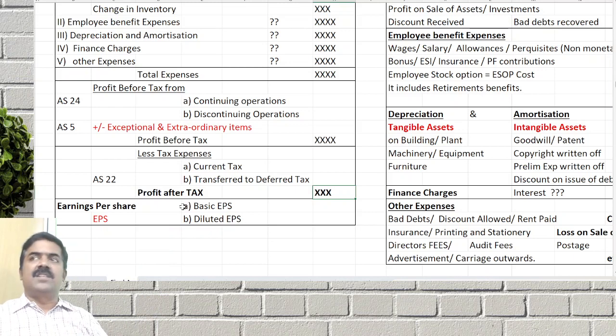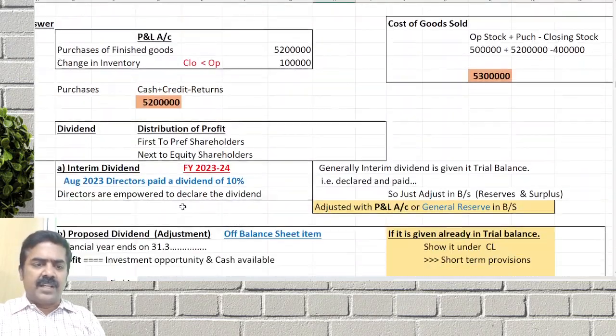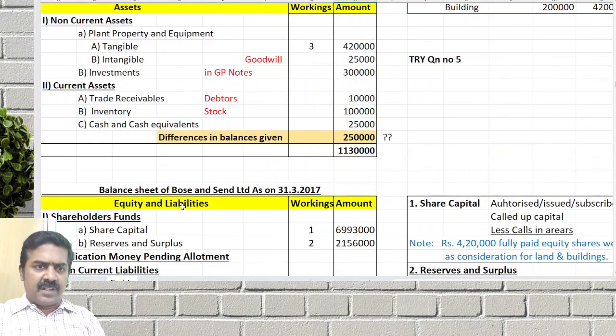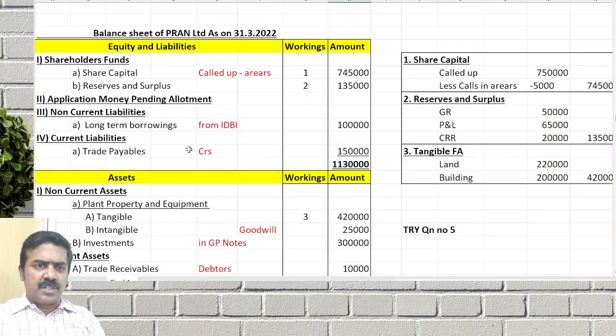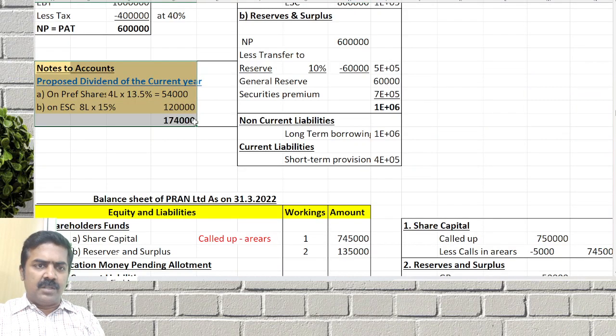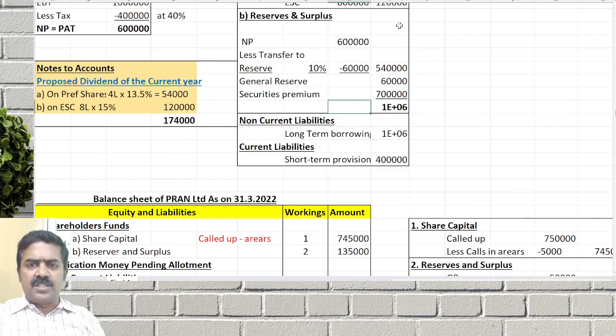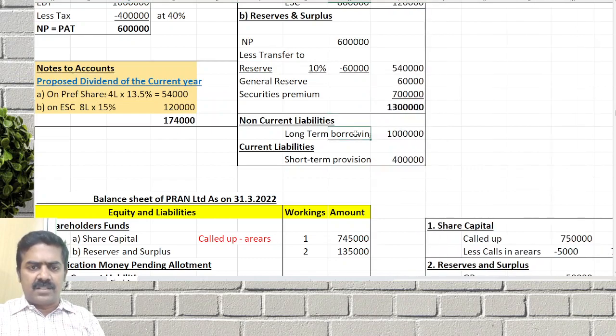If proposed dividend is given as an adjustment, that is an off-balance sheet item. As per company law also, it should not be shown within the balance sheet. Proposed dividend should be shown outside the balance sheet. That we had seen with specific notes. Proposed dividend for the current year will be shown in notes to accounts. Transfer to reserve and all will be adjusted with reserves and surplus. Those things we have done are seen in the regular classes.